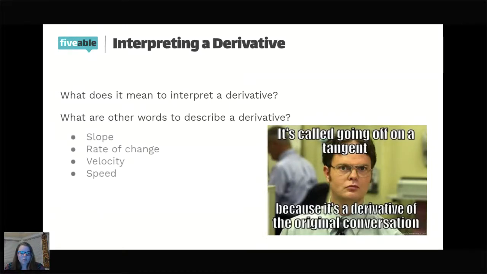Okay, so some words that I had used are slope, rate of change, velocity, and speed. And just a review, do you guys know the difference between velocity and speed? Can someone explain the difference between them, velocity and speed? Great, awesome. Yeah, so one way to put it is that speed doesn't have a direction, velocity does.